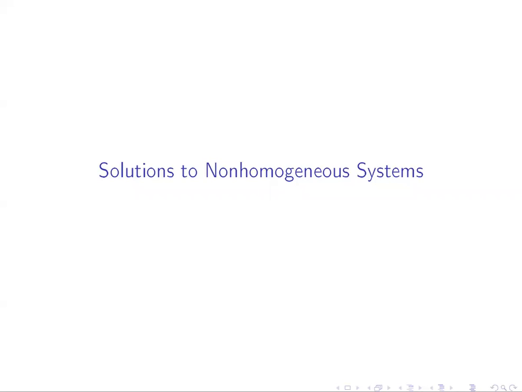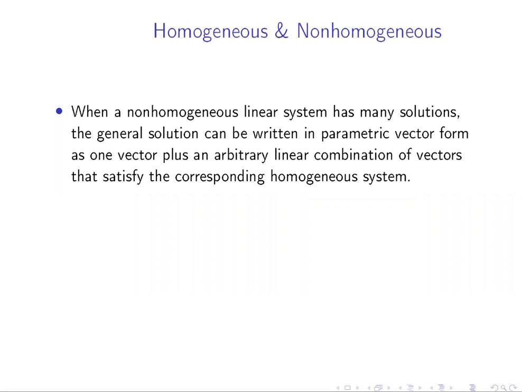Welcome back. So last time we talked about homogeneous solutions, which means we're solving where our b vector, in other words our right-hand side vector, was all zeros. Well, non-homogeneous is anything that's not the homogeneous solutions. So it's the solutions when I have something besides that. So as it says right here, a non-homogeneous system has many solutions.